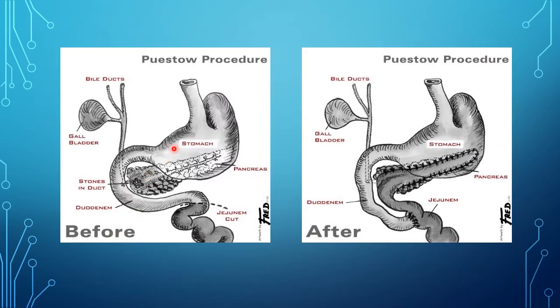This is before. This is the stomach. This is the pancreas. You see a dilated duct, and this is before the operation. This is where a loop of jejunum is used to anastomose sideways to this pancreatic duct. That is a pancreatojejunostomy. This helps drainage of the pancreatic duct, therefore releasing the pain and symptoms.